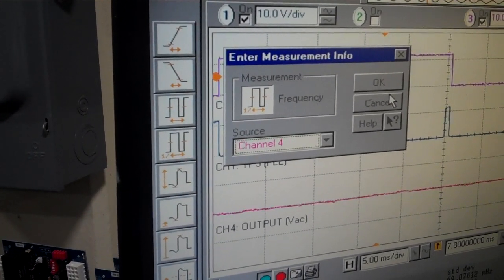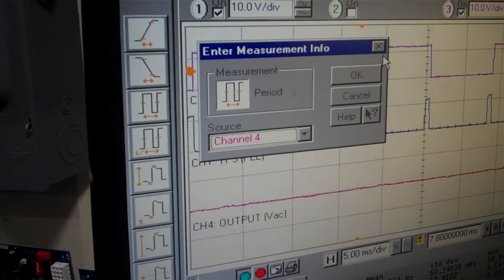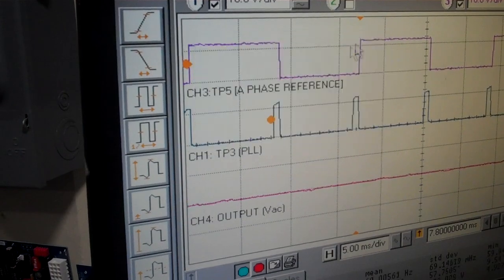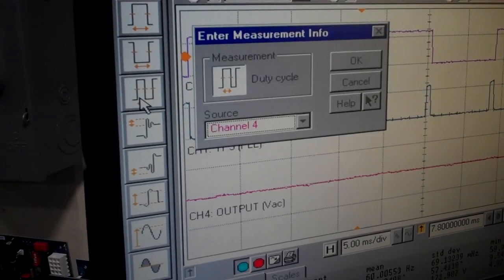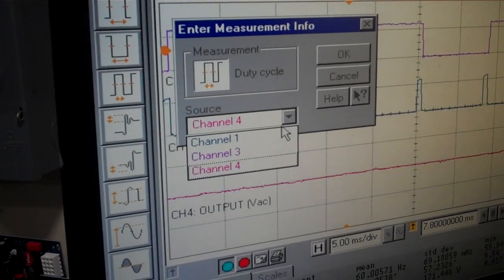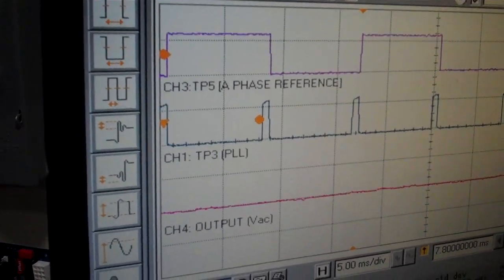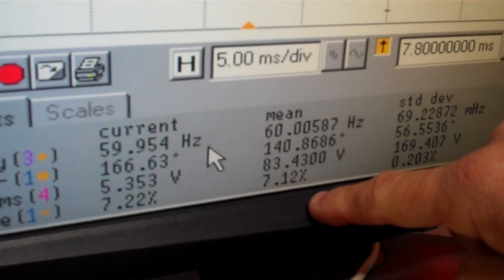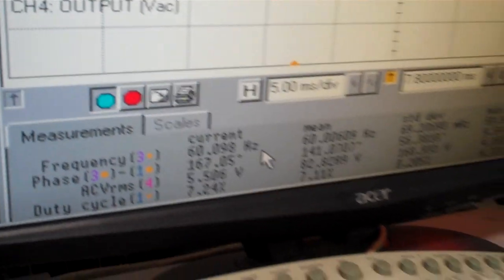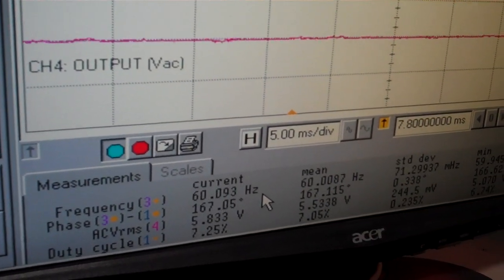That's a frequency. Measure the duty cycle. Where's my duty cycle? There's the duty cycle of channel 3, of channel 1, the blue channel. Right now we have only 7.2, which is 7.1%, that is equivalent to 167 degrees. So let's go ahead and start increasing SIG HI, Tony.